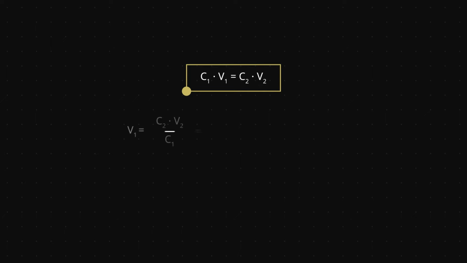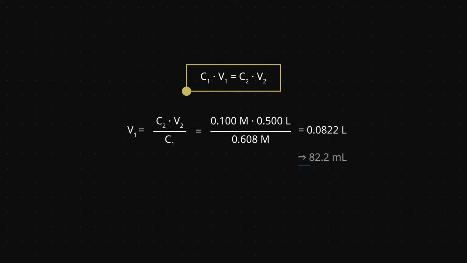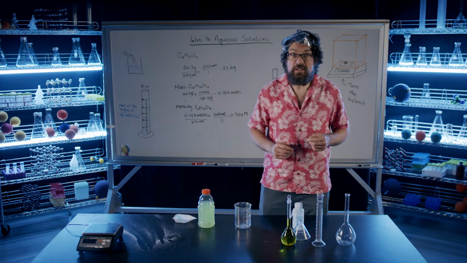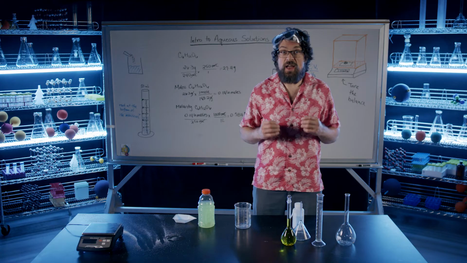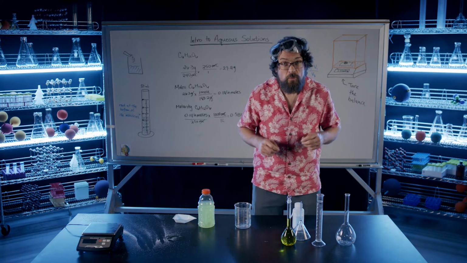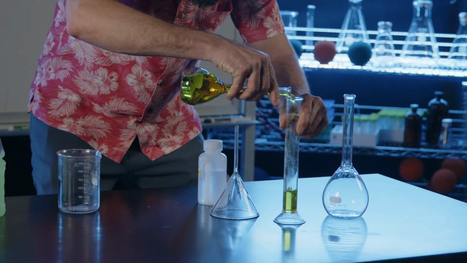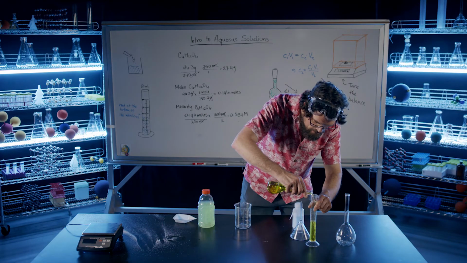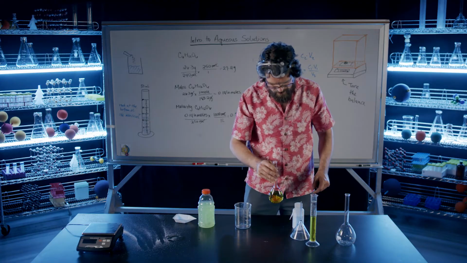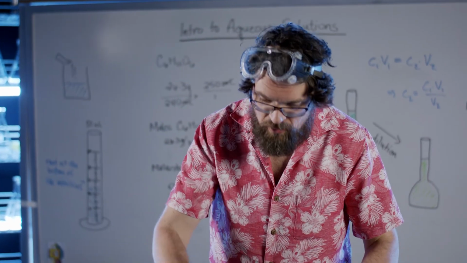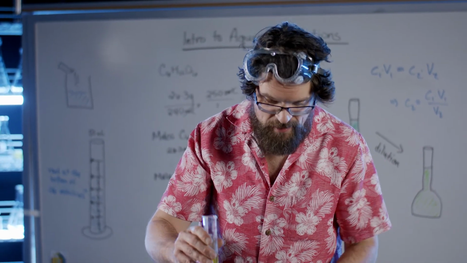Solving gives us V1 equal to 82.2 milliliters. What this tells us is that if we take 82.2 milliliters of our 0.608 molar solution and dilute it to 500 milliliters, that new concentration will be 0.1 molar. Let's do it. Now, I'll place this solution into my volumetric flask.